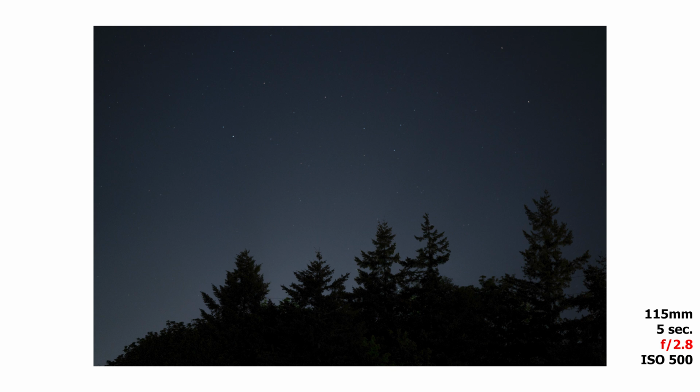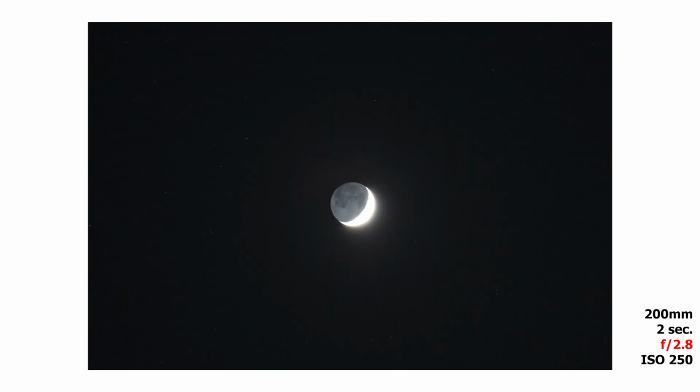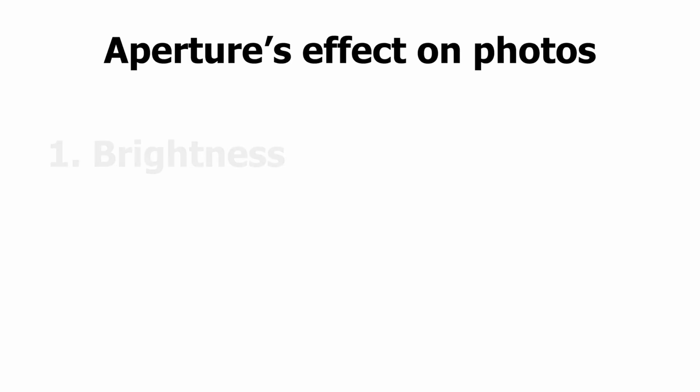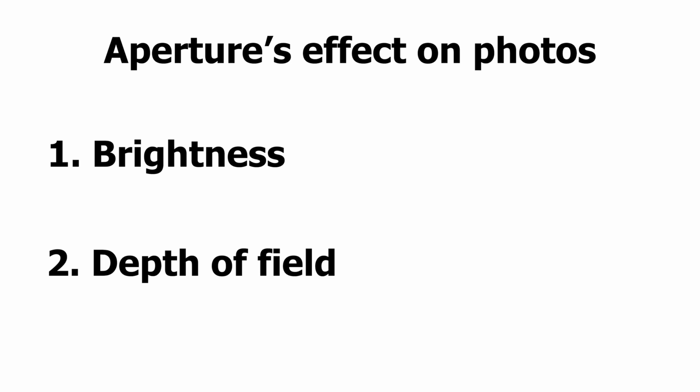This is why photographers who take photos in a really dark environment, like the night sky, will use a very small aperture to compensate for that darkness and let in more light to their camera to brighten up their image. Now, the brightness of your image is only one of the two major impacts changing your aperture will have on your image. The other is your depth of field.